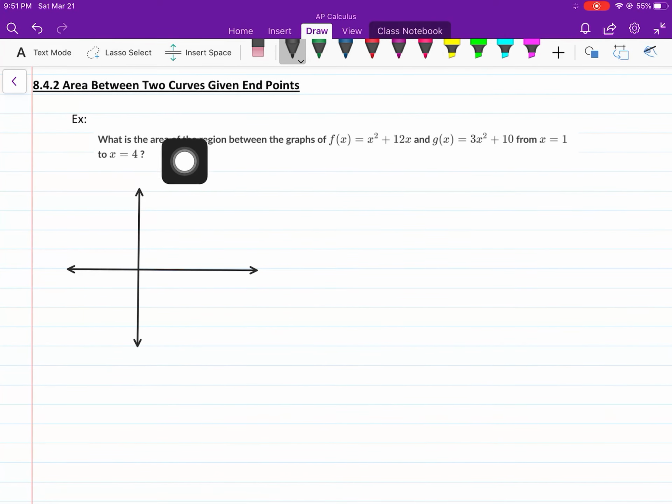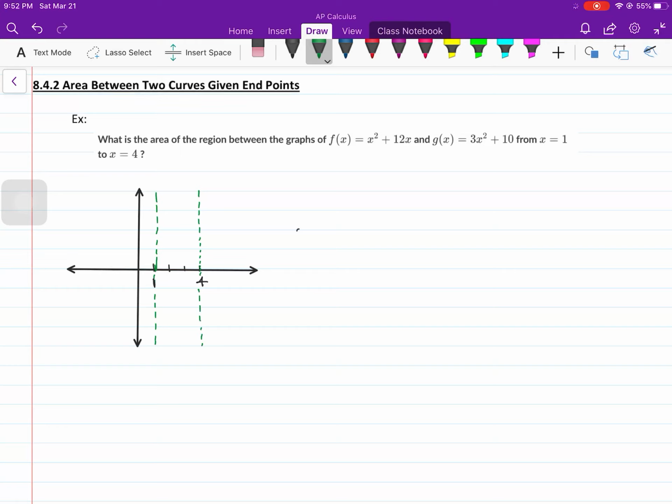Alright guys, so in this video we're going to go ahead and find the area between two curves. Our two curves are x squared plus 12x and 3x squared plus 10. And they're giving us a lower and upper bound, which is kind of nice. A lot of times you see this on the AP test that they'll give you the lower bound and the upper bound. So in this case they're saying x equals 1, so that's going to be our lower bound, and 4 will be our upper bound.